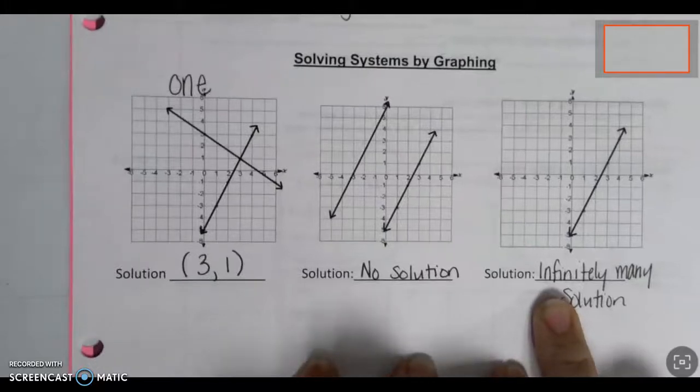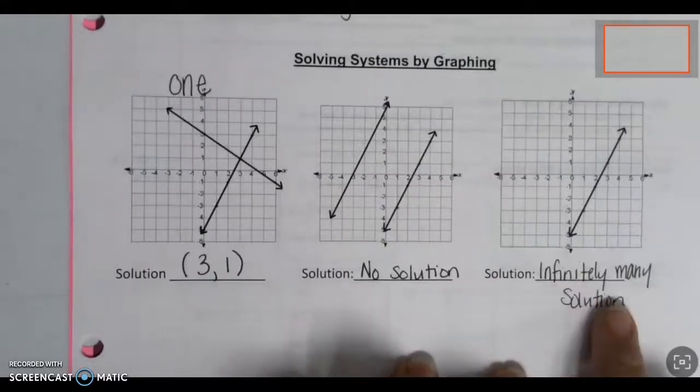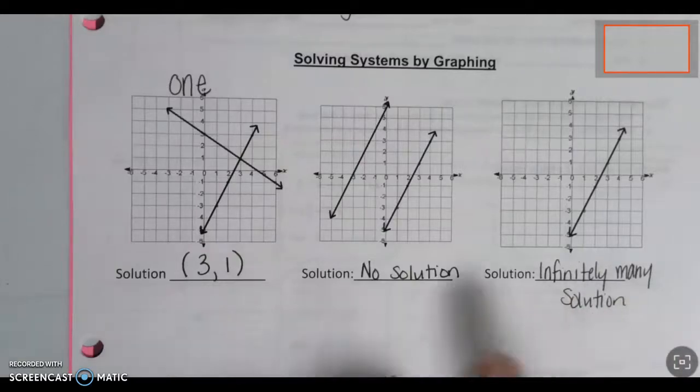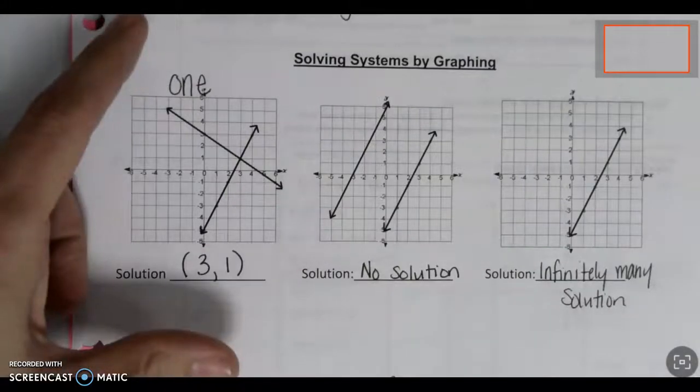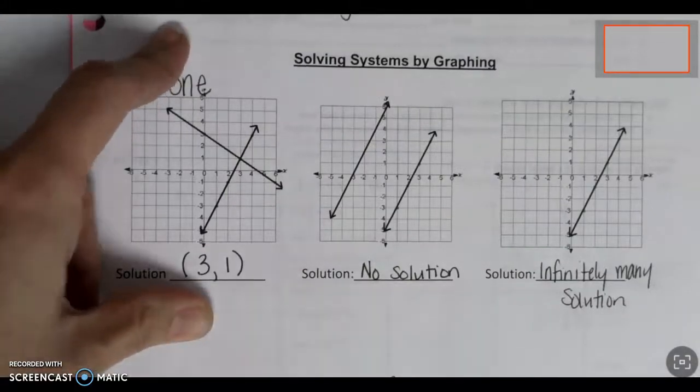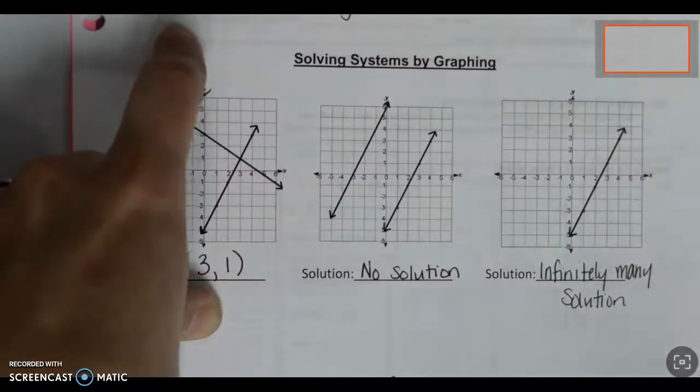So that's infinitely many. Remember we used to call that just IMS, right? You just wrote IMS for infinitely many solutions, or NS for no solution. We're going to focus on all of the ones that you're going to see today. They're actually going to cross. So our focus today is being able to graph in all forms.